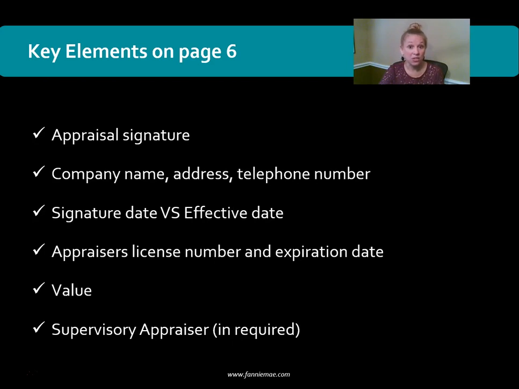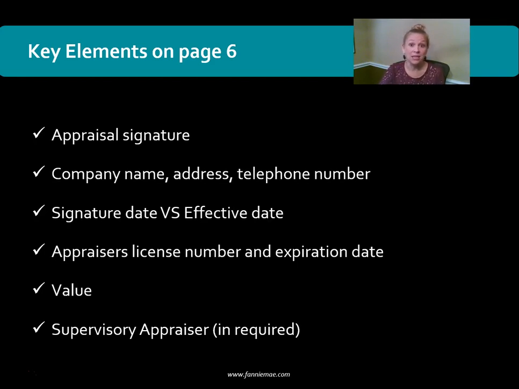Now, there will be 2 different lines for the signature and effective date, and as an underwriter, you're going to notice that these dates will not always match. They will fluctuate. So the signature date is the day the appraiser actually finished the report and is putting his signature on it. The effective date is the day that the appraisal was actually done. So those days can be the same, but most of the time you're going to see that those 2 dates differ, just within a couple of days.